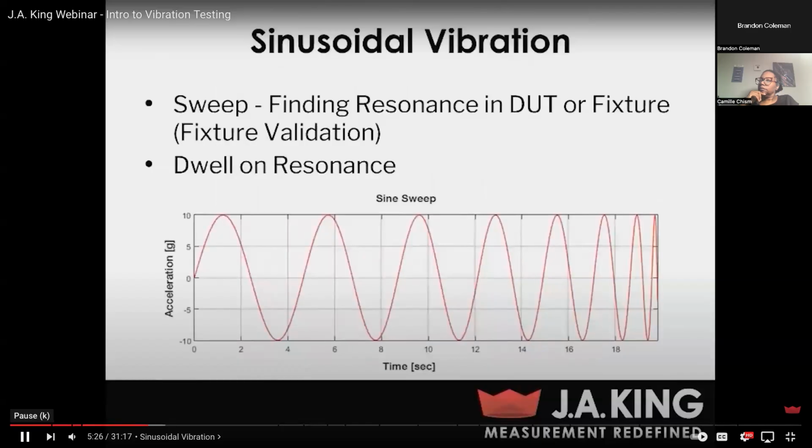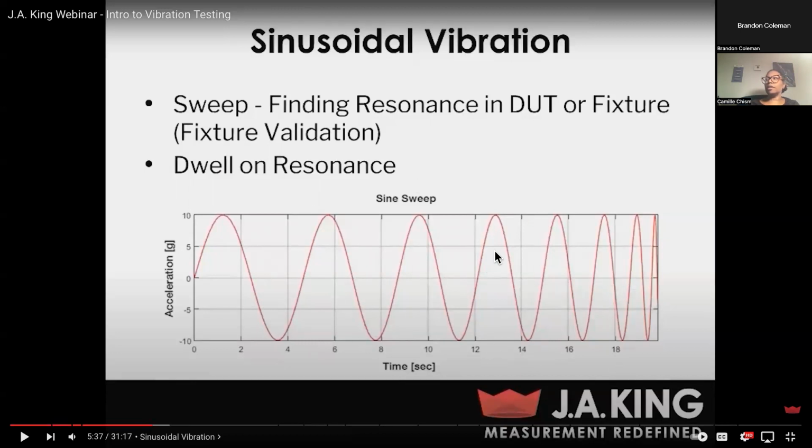So usually when you're doing sine vibration, you're going to perform a sine sweep. That sine sweep is used to find resonance in either your DUT itself or the fixture. So this chart is showing what they do. They'll imitate, say the truck is running, vibrating at this frequency and it's vibrating this much.